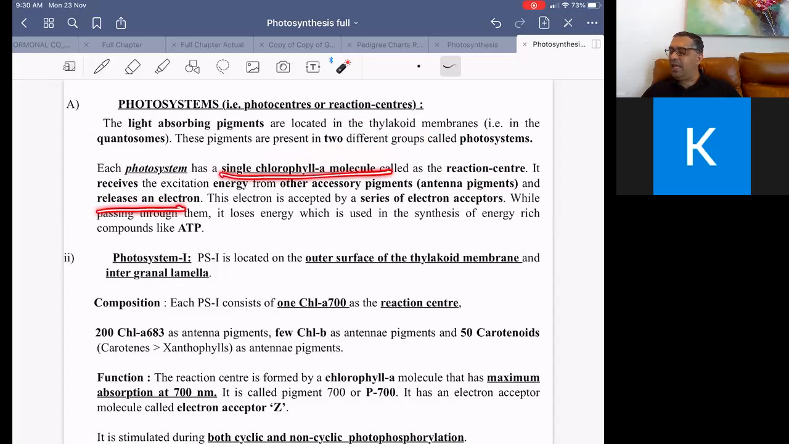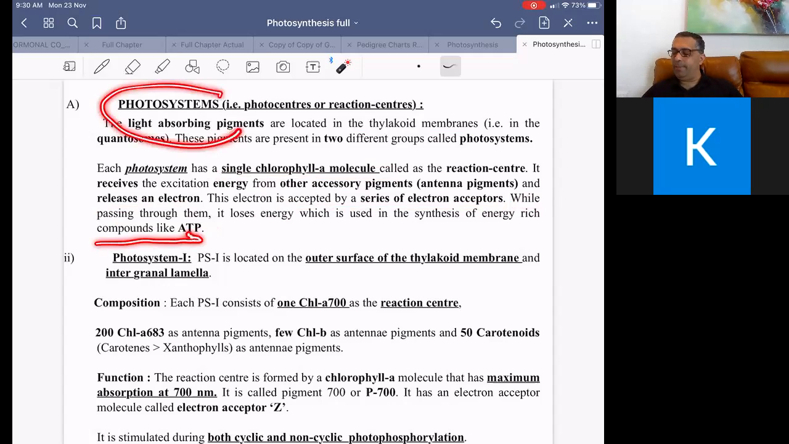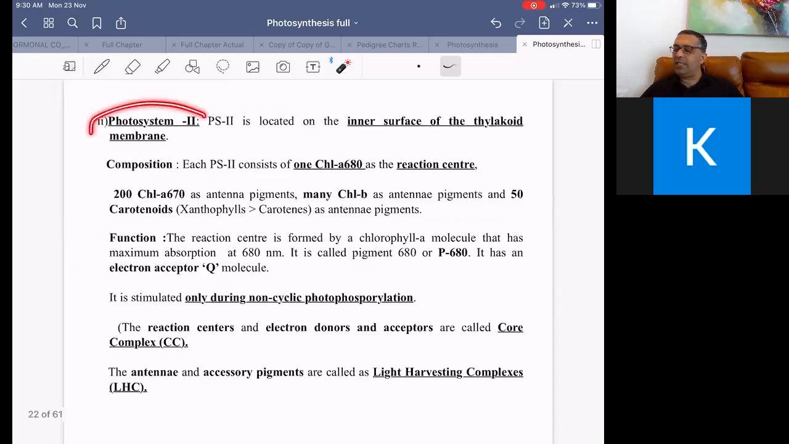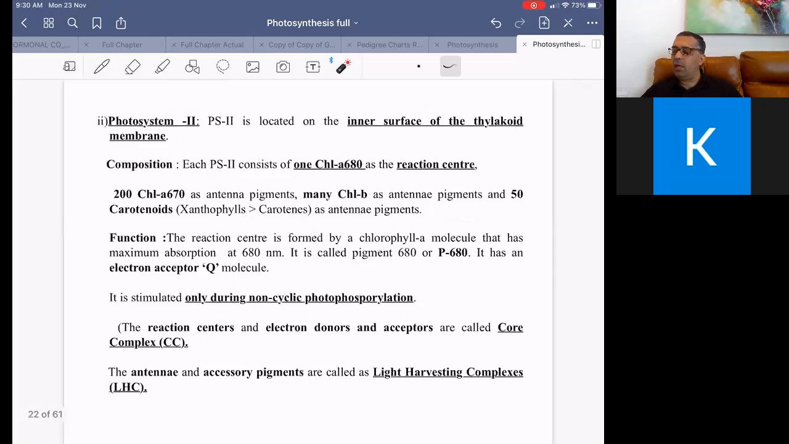And as we just said, the electron is accepted by a series of electron acceptors. While passing through electron acceptors, it loses energy, which is used in the synthesis of energy-rich compounds like ATP, which we just did. Which are these photosystems? Listen carefully. There is photosystem 1 and there is photosystem 2. So there are two photosystems, photosystem 1 and photosystem 2.